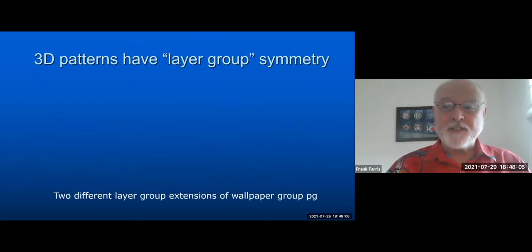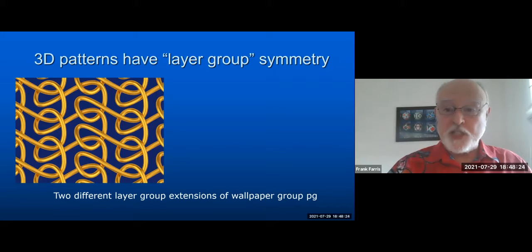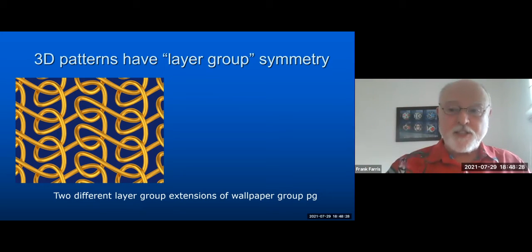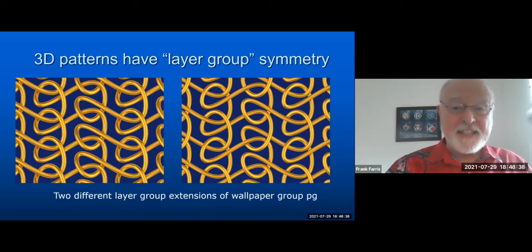Whereas wallpaper groups are a way to describe symmetry in 2 dimensions, for patterns like these that are 3-dimensional, the correct idea is to talk about layer group symmetry. So to show you what I mean, I want to show you 2 different layer group extensions of the wallpaper group PG. PG is the one that just has glide reflections and then translational symmetry in another direction. So many people would look at this and say, oh yeah, that's a PG pattern. But what's the difference between that one and this one?